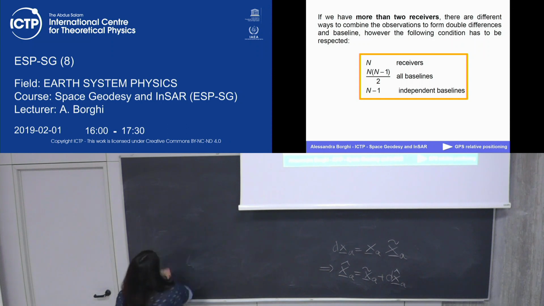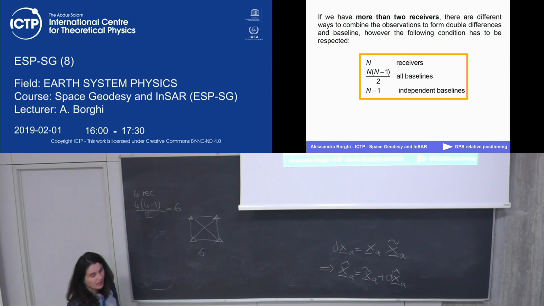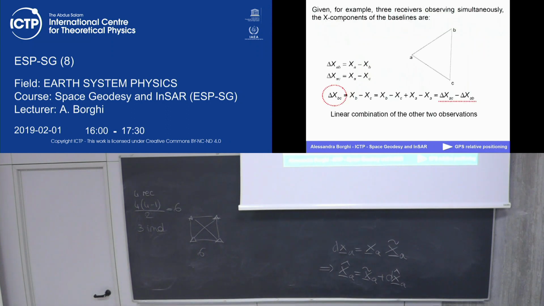Yes, over 2. So think about it: if you have 4 receivers, how many baselines can you create? 1, 2, 3, 4, 5, 6. So using this, with 4 receivers, the total number of baselines is 4 times 3 over 2, which means 6. But the number of independent ones is 3. Independent. Okay. This is important.